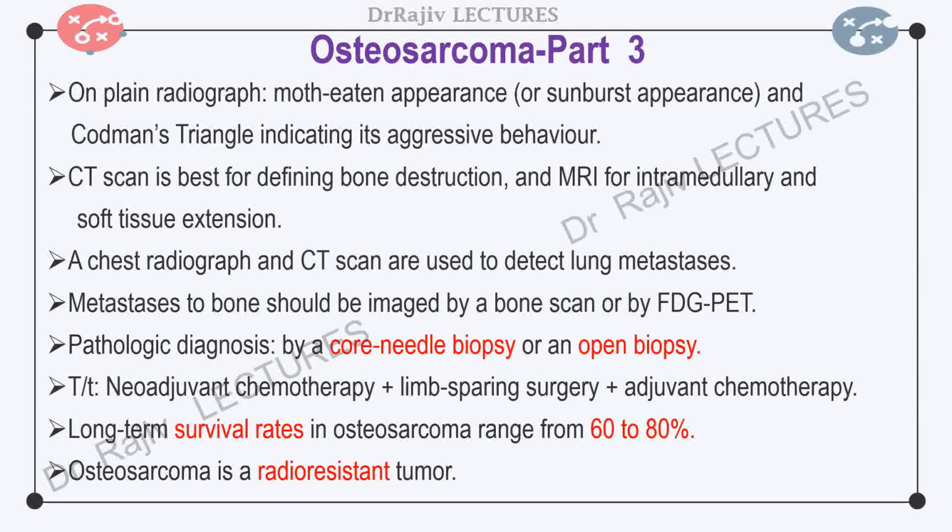As a result, the osteosarcoma is treated with neoadjuvant or preoperative chemotherapy followed by limb-sparing surgery and adjuvant or postoperative chemotherapy. The effective drugs are doxorubicin, ifosfamide, cisplatin, and high-dose methotrexate with leucovorin rescue. Long-term survival rates in osteosarcoma range from 60 to 80%. Osteosarcoma is a radio-resistant tumor and radiation therapy plays no role in its management.